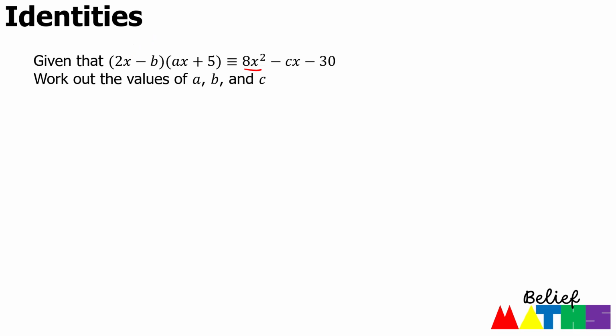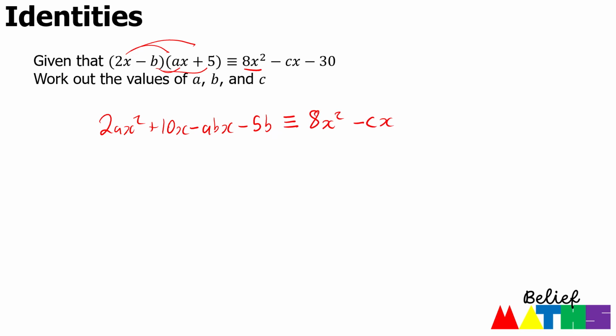However, I'm just going to show you a slightly different way to do it: evaluate this by expanding your brackets. It's 2ax squared plus 10x minus abx minus 5b is identical to 8x squared minus cx minus 30. Now we can compare these things. We've got an x squared term here and an x squared term here. So 2ax squared is equal to 8x squared. The x squareds cancel, so if 2a is 8, a must be 4.